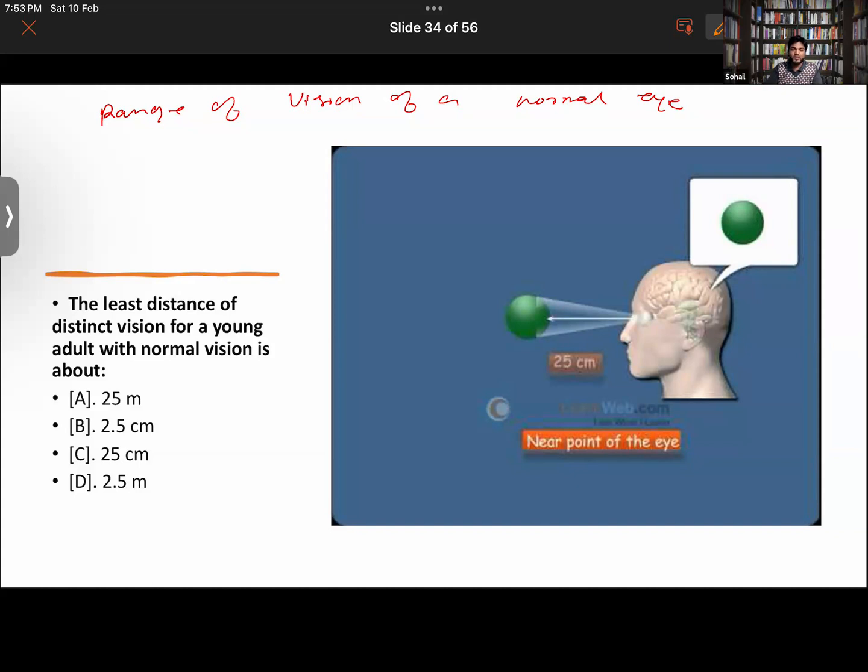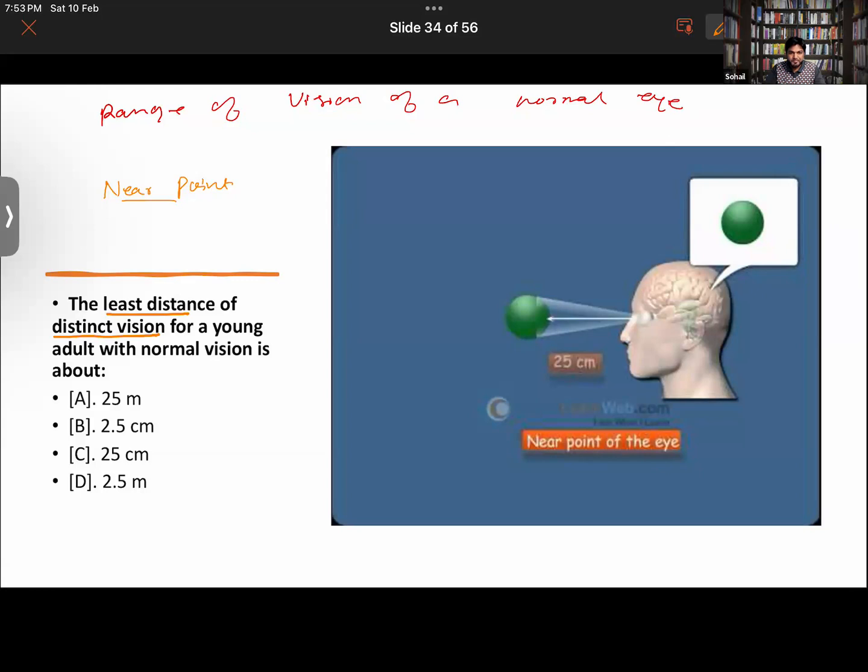Now, without having any strain on your eyes, the nearest point to which your eyes can look is called the nearest point of the eye. So that is called the near point. This near point is also called the least distance of distinct vision. Distinct means sharp, something sharp and very clear.